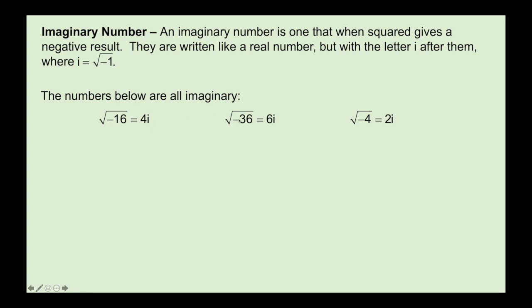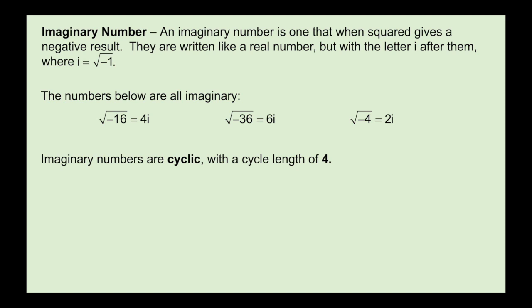Same thing with the next one. I can think of this as the square root of 36 times the square root of -1, where the square root of 36 becomes 6 and the square root of -1 becomes i. And then for this one, the square root of 4 is 2, and the square root of -1 is i. Another thing to remember here is when we see that negative under an even root like this, the i just automatically comes out.